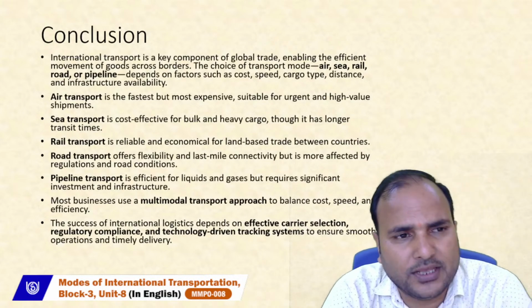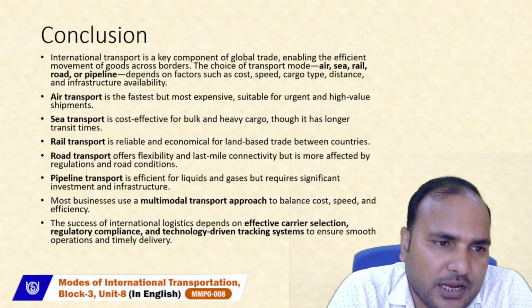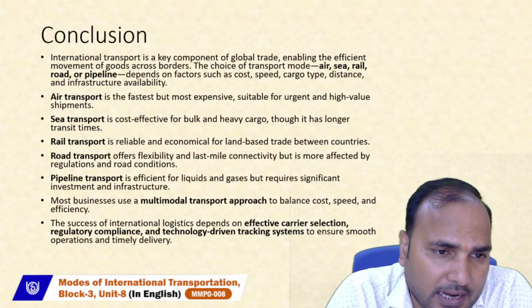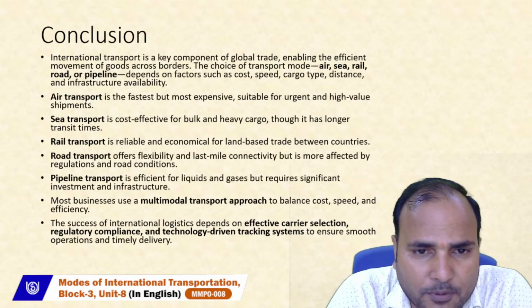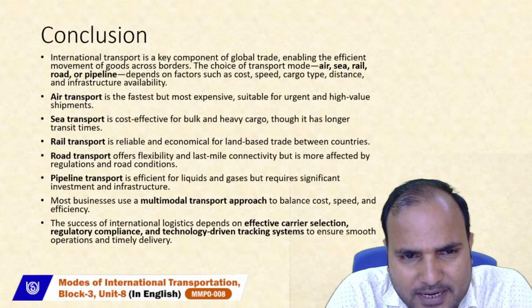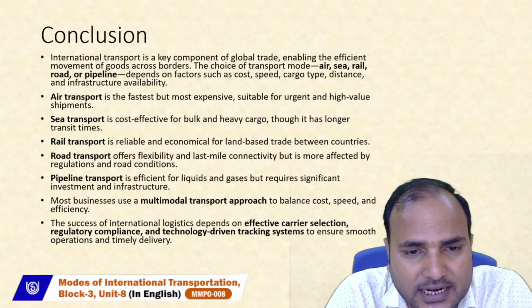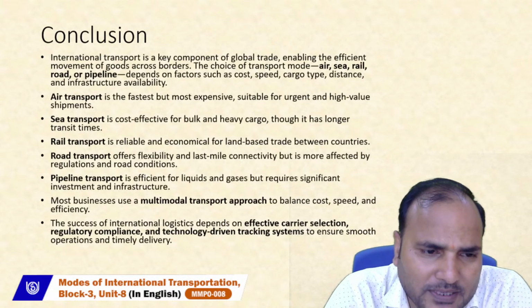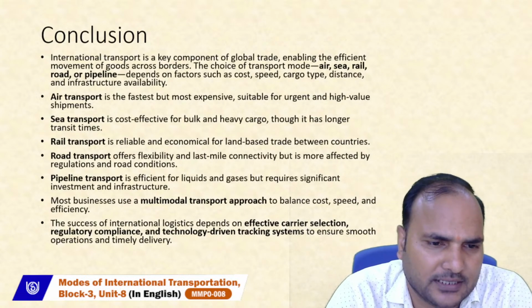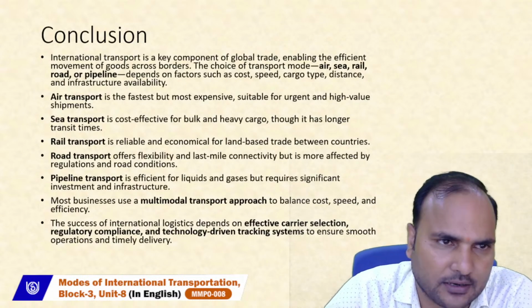So we conclude, air transport is the fastest but most expensive. Sea transport is cost effective for bulk and heavy cargo. Rail transport is reliable and economical for land-based travel between countries. Road transport offers flexibility and last mile connectivity. Pipeline transport is efficient for liquids and gases. So most businesses use a multimodal transport approach to balance cost, speed and efficiency. The success of international logistics depends on effective carrier selection.